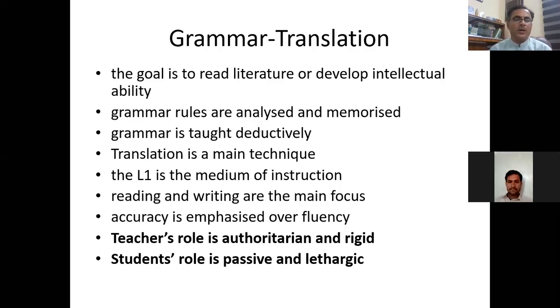We all in this part of the country, and Pakistan is one of the countries widely using this methodology in its English language teaching programs. So the goal is to read literature or develop intellectual ability. Grammar rules are analyzed and memorized. Grammar is taught deductively, which is only rules. Translation is the main technique. The L1, which is your mother tongue, is the medium of instruction. Reading and writing are the main focus.